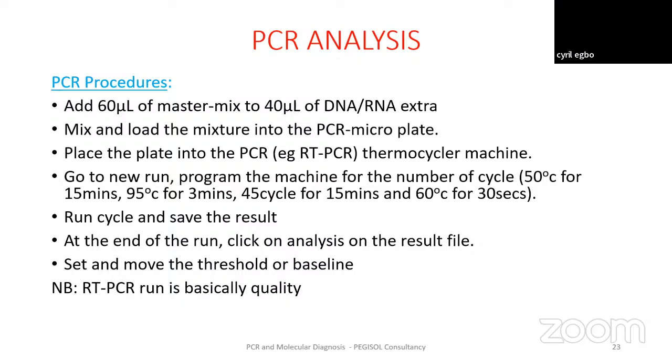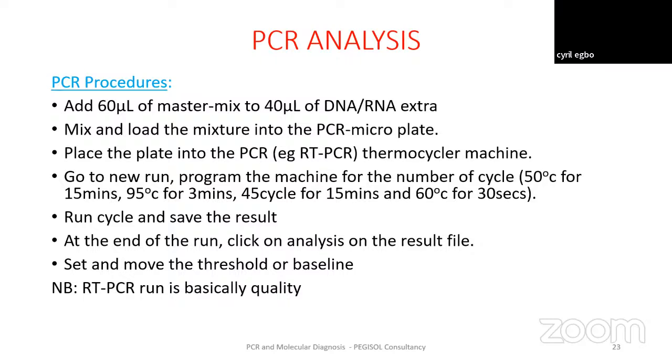So after which you program for the number of cycles that you want the machine to undergo. Then the last one is you program the time it will take for extension to occur, because the extension process is very short. That is why you program for like 60 degrees to like 62 for extension to occur.